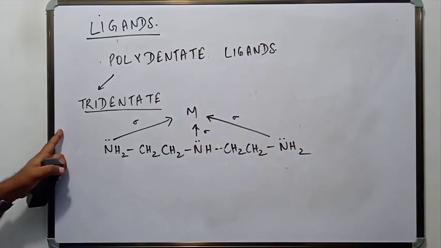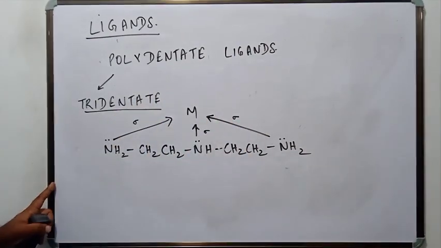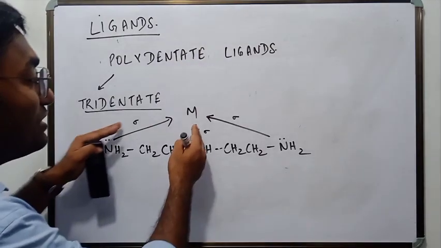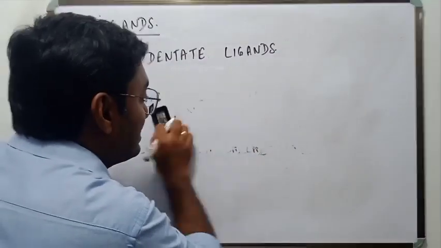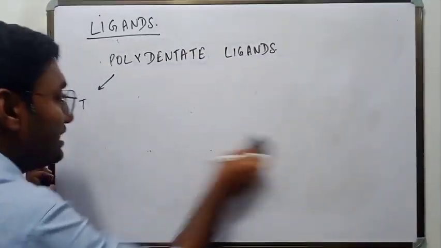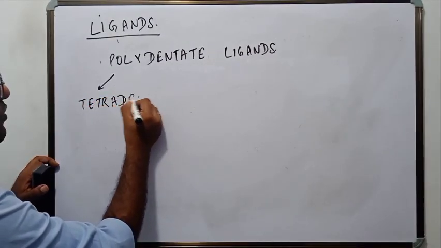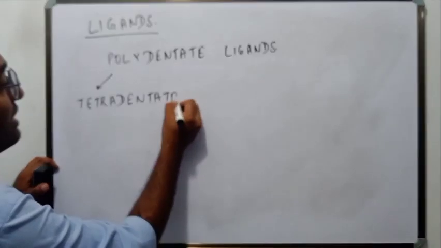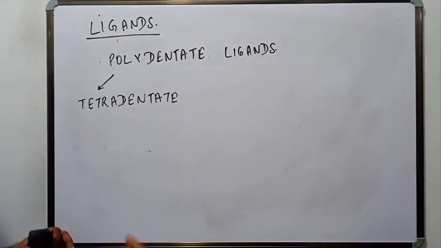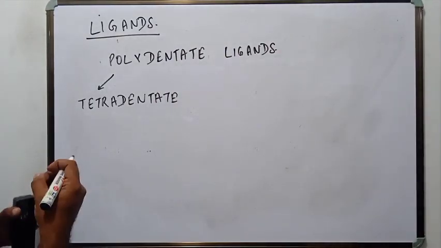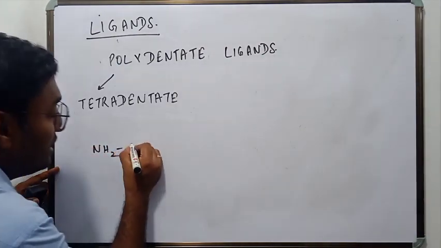So it is classified depending upon how many sigma bonds are being formed with the metal ion, or according to the linkages formed with the metal ion. Now there is a tetradentate ligand also. It can form 4 linkages with the metal ion. Let us look at an example of a tetradentate ligand. That would be triethylene tetraamine. Let us look at this.